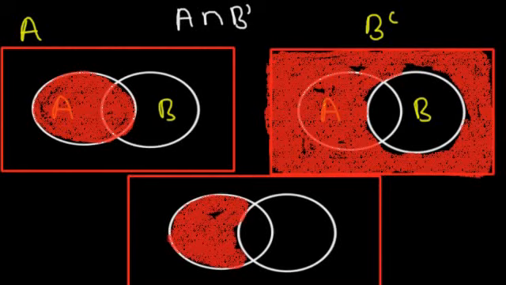So this is the region we have to shade for A intersection B complement. So hopefully you guys are now able to figure out where to shade depending on the particular operations given to you.